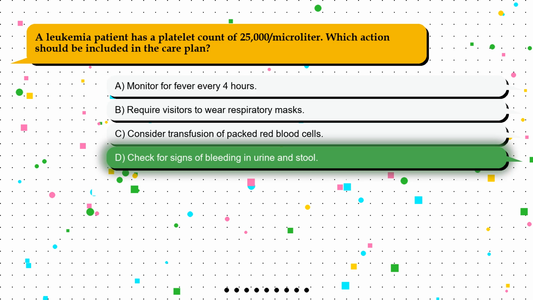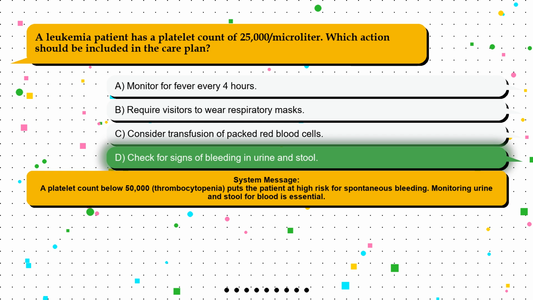The correct answer is option D. Check for signs of bleeding in urine and stool. A platelet count below 50,000, thrombocytopenia, puts the patient at high risk for spontaneous bleeding. Monitoring urine and stool for blood is essential.